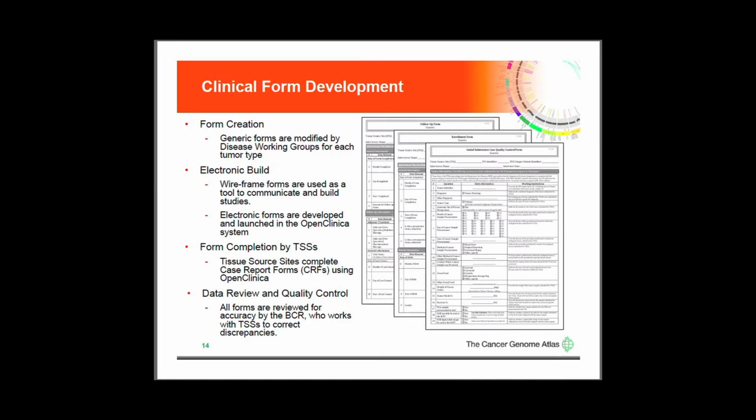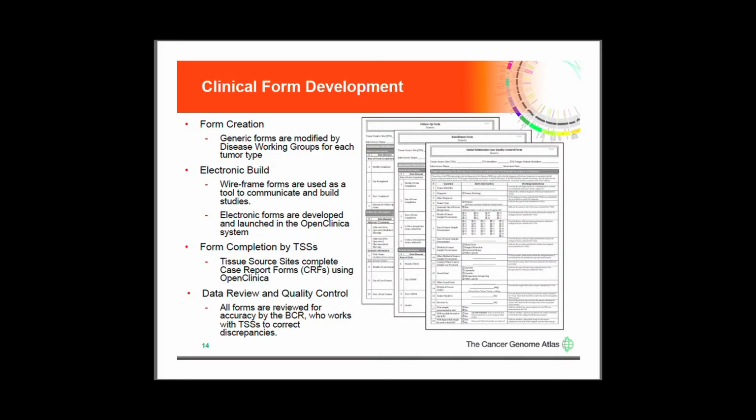This is how the forms start off. We start off with just PDFs, which we call our wireframe forms. All of these forms for all of our studies are available on our website. So if you want to see what the tissue source sites see when they're filling out the questions, you can go to our website and freely download them. These are paid for by government funds, so we try to make them publicly available. So we start off, like I said, with the generic form, do an electronic build, and then we generally start collecting data.